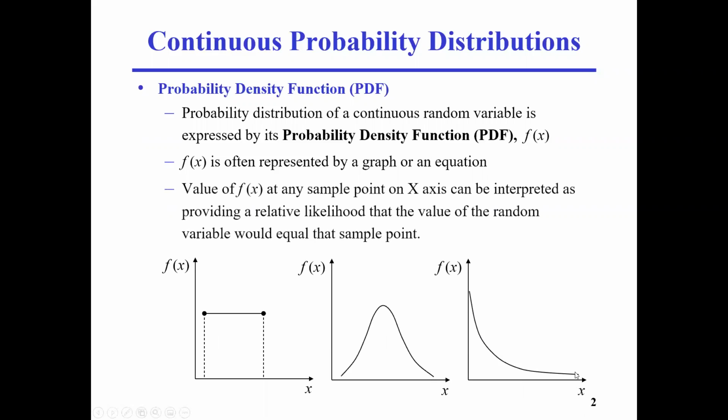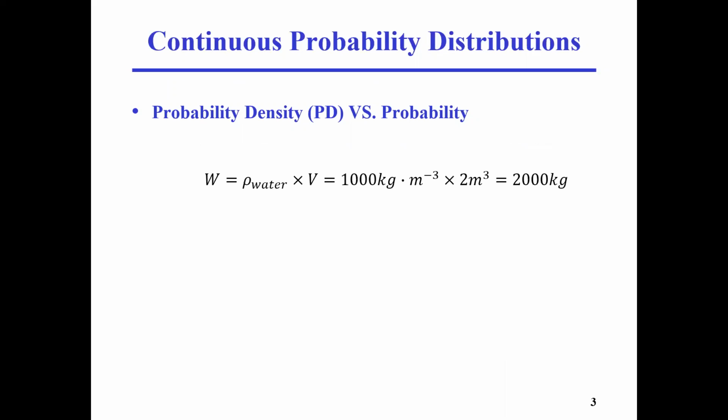The value of the PDF at any sample point on the x-axis can be interpreted as providing a relative likelihood that the value of the random variable would equal that sample point. So the value of f(x) is not probability. It's the density of probability. So what is density? Probability density versus probability.